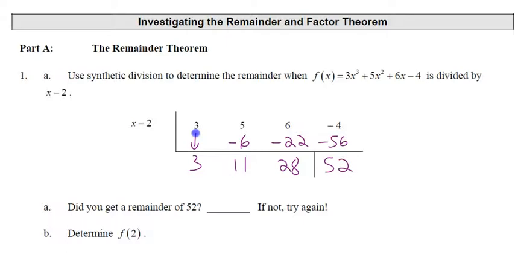But if you learn how to do synthetic, it's much easier, right? Now maybe that's right, maybe that's wrong. I don't know. You'll let me know. You get a remainder of 52. It says, did you get a remainder of 52?